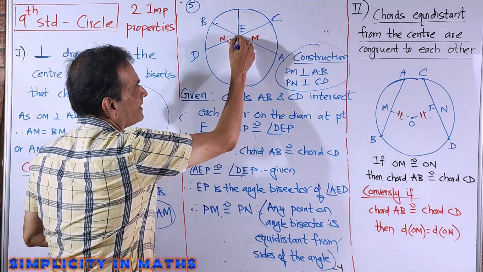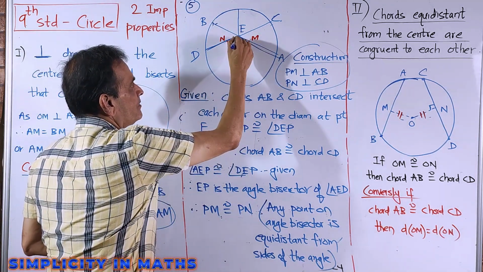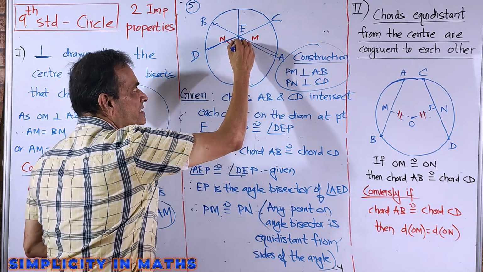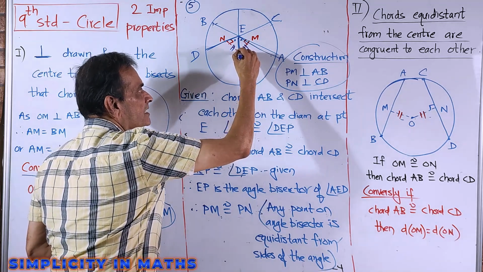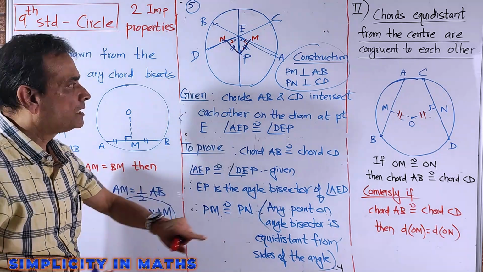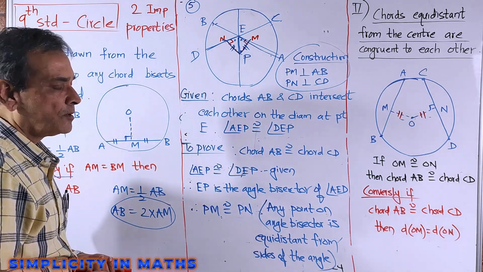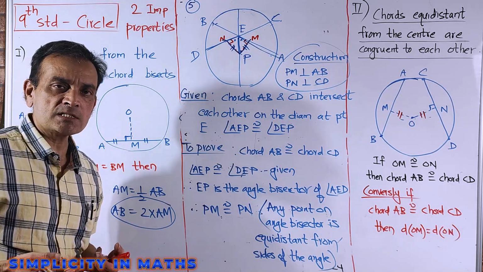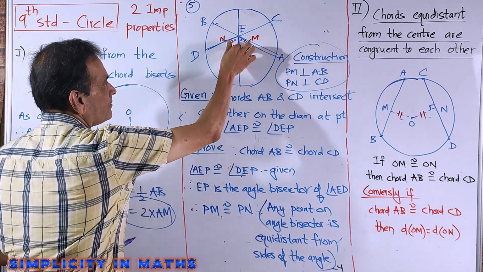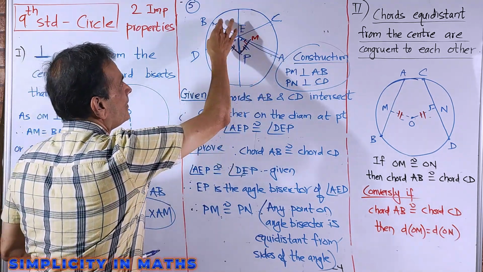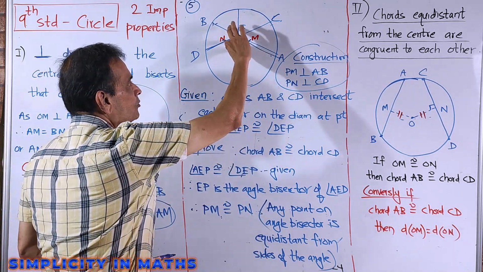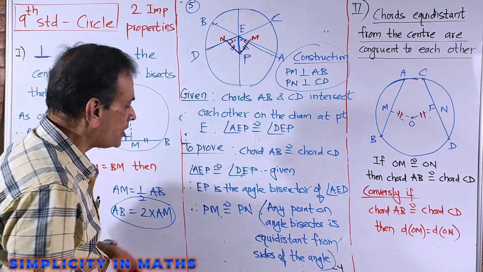So these are the sides of the angle. See, this angle is AED. EP is the angle bisector. Therefore, any point on this, that is P, is equidistant, and PM equals PN. Absolutely clear? Okay. Now the last is PM equals PN. I am going to discuss it, but you are going to write it later on. So what happens when PM equals PN? Now you go to the chords. Chord AB congruent to chord CD. When PM is equal to PN, chord AB has to be congruent to chord CD.